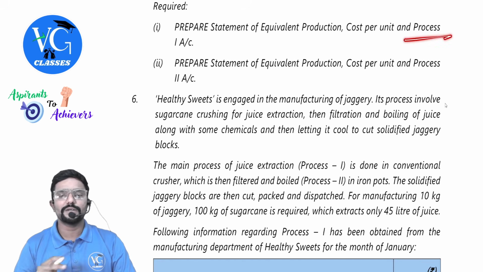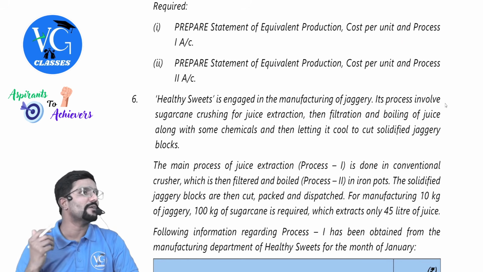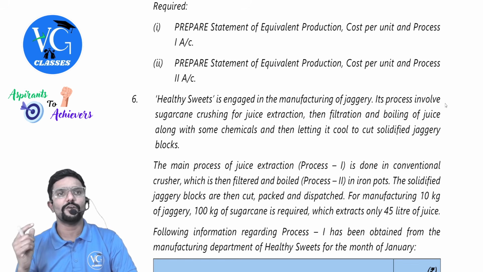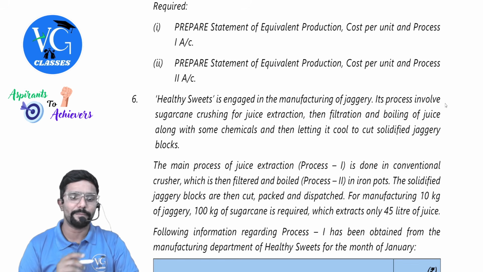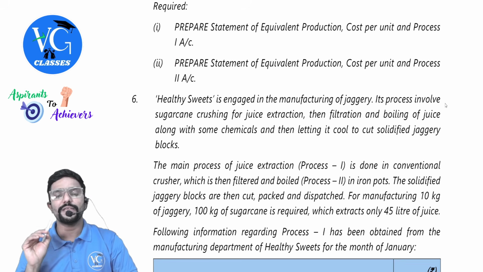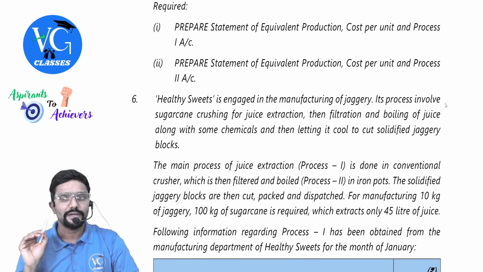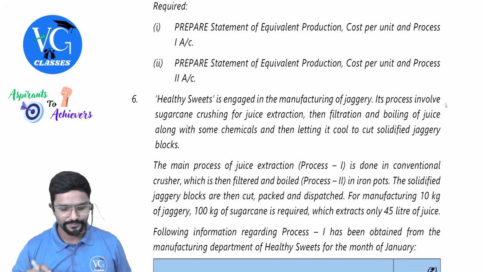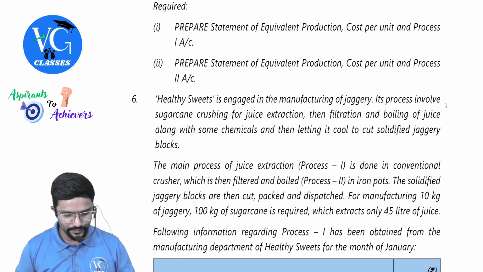And they have asked for process account. That means we also need to do a statement of evaluation to find out the cost of output and closing WIP. Prepare the statement of equivalent production, cost per unit and process account. They have asked for both process 1 as well as process 2.